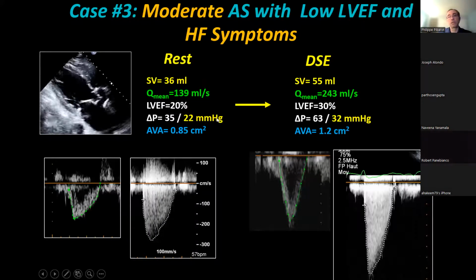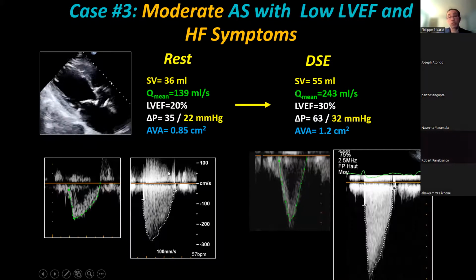Let's look at this case. This is a patient with low EF and discordant grading. Again, at resting echo, you see LVEF is 20%, so quite low. Severe low flow state with a stroke volume unindexed of 36. Mean gradient 22. And valve area 0.85. So we clearly have a valve area that's severe, but with a moderate gradient.